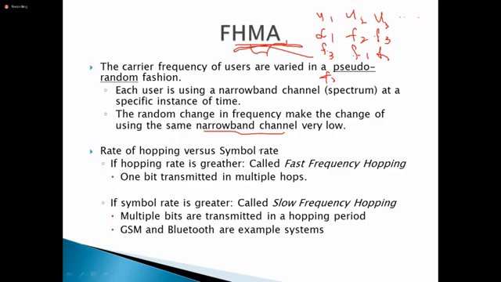Okay, so rate of hopping versus symbol rate. Depending on the rate of hopping and the symbol rate or the transmission rate, we can divide this hopping into two categories called fast frequency hopping and slow frequency hopping. If the hopping rate is higher than the symbol rate, that is called fast frequency hopping, right? So that means one bit is transmitted in multiple frequencies. And if the symbol rate is greater than the hopping rate, then we call it slow frequency hopping. In slow frequency hopping, multiple bits are transmitted in a hopping period.